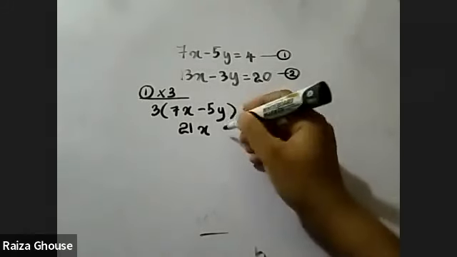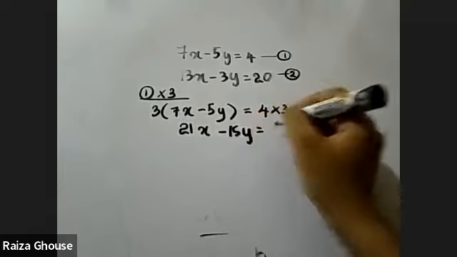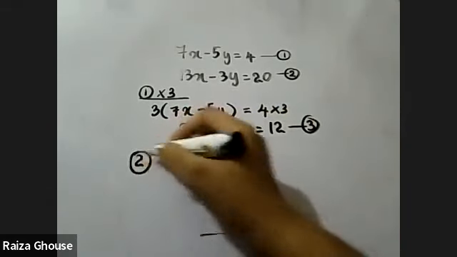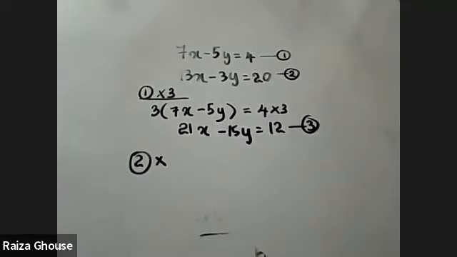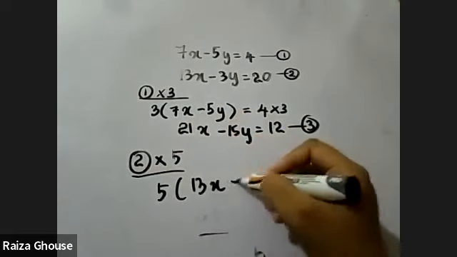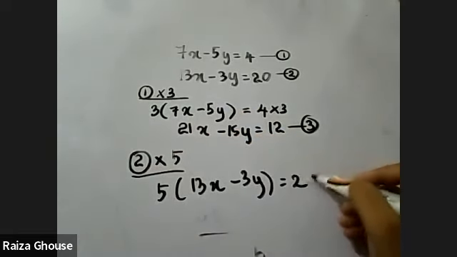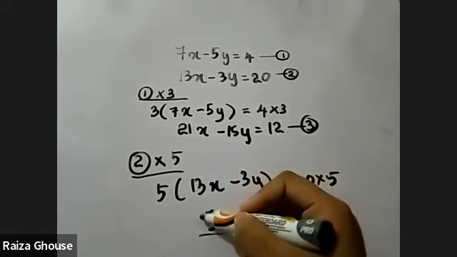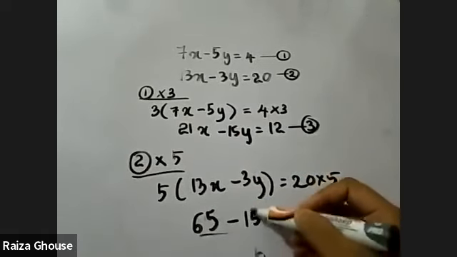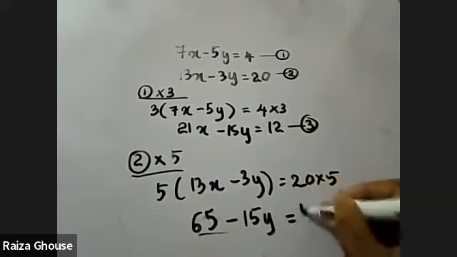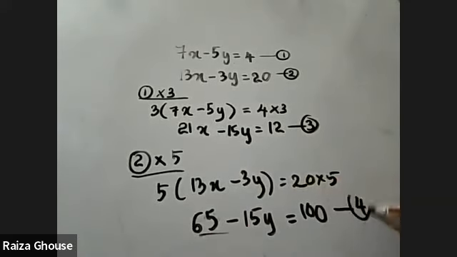So here I'm getting minus 15y equal 12. This is my third equation. Next, I'm multiplying my second equation. If I want to make it 15, I had to multiply it by 5. So 5 times 13x minus 3y equal 20 times 5. Then 5 times 13, 65. And here 15y. Both are negative. Okay, fine. Never mind. And you are getting here 100. This is my fourth equation.